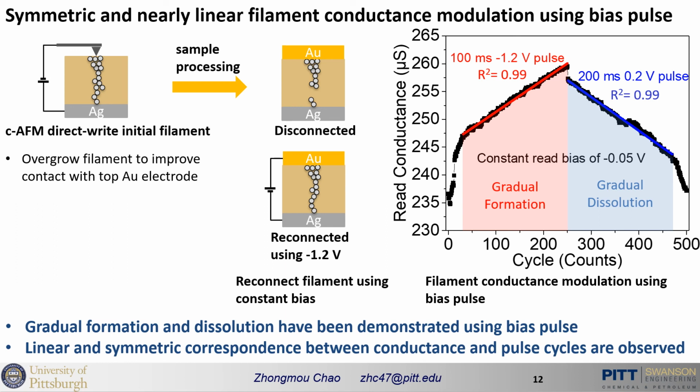Although we are still trying to get a better sense of what is going on at both ends of the cycle numbers, within the highlighted region, we have demonstrated gradual formation and dissolution using bias pulse, and more importantly, we show a linear and symmetric conductance change.